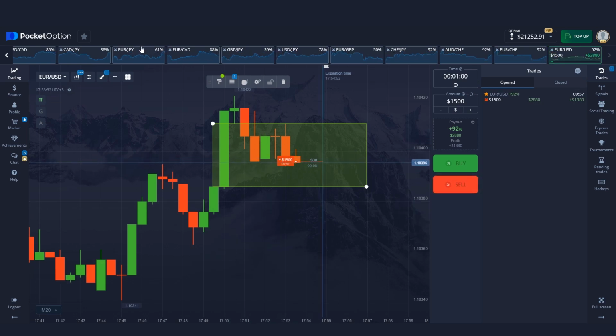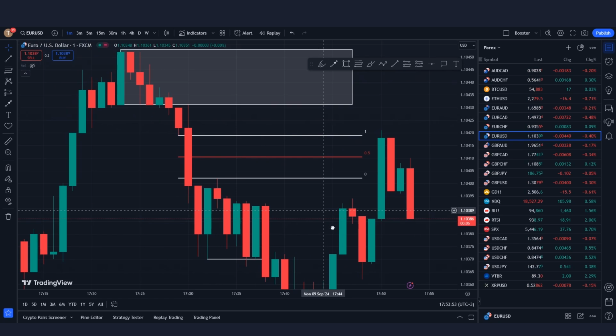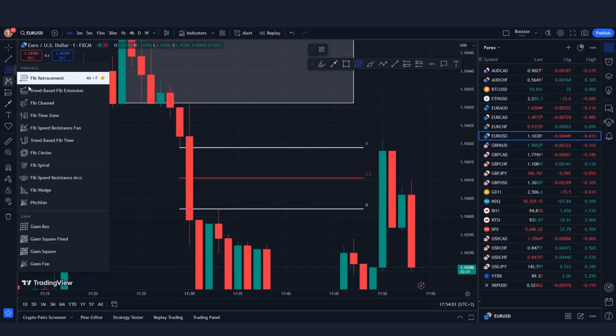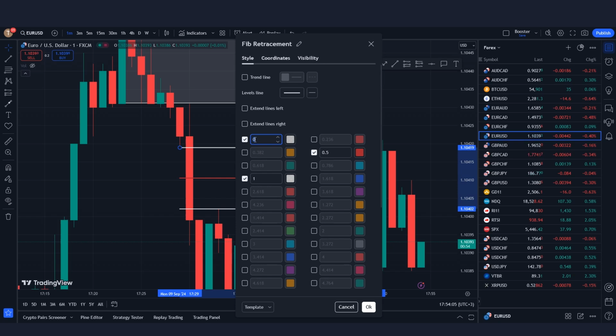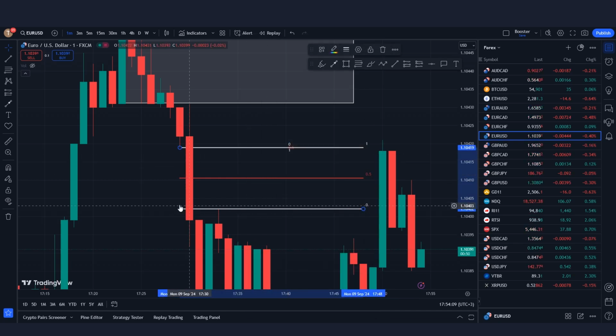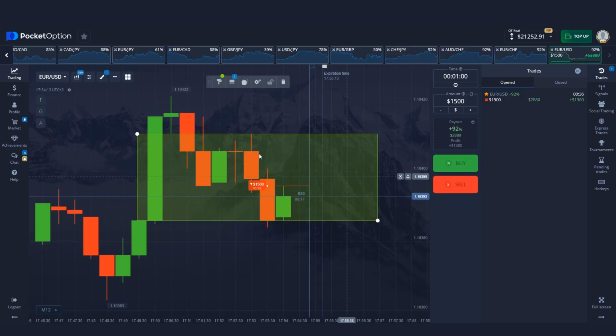In general, it is correct to mark the imbalance with such a figure. You mark this grid and you need to adjust the levels 0, 0.5 and 1. And this will be the correct marking of imbalance. Often the price gets a reaction just from the middle level, but there are cases when the price breaks through the whole imbalance.